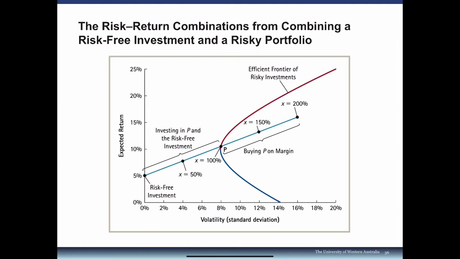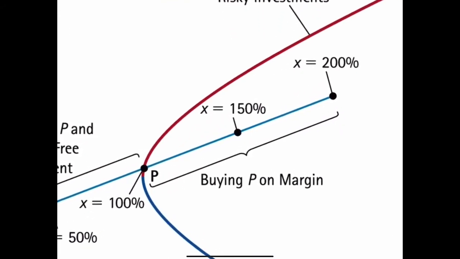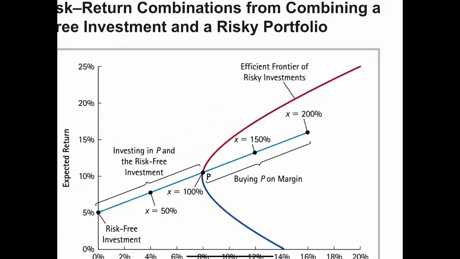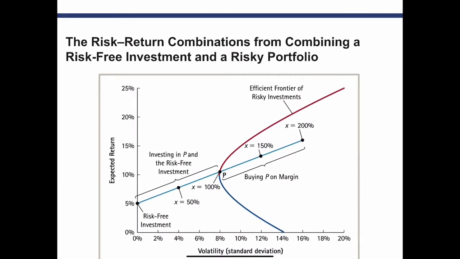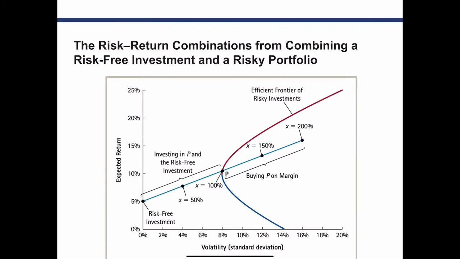And with now the availability of risk-free investment, I can invest some of that in the risk-free asset, some of it in the risky portfolio, and I can even extend that line to go over here because I can buy P on margin, which means I borrow to buy, right? I borrow to buy. But of course, the impact of that is, let me take a screenshot again.